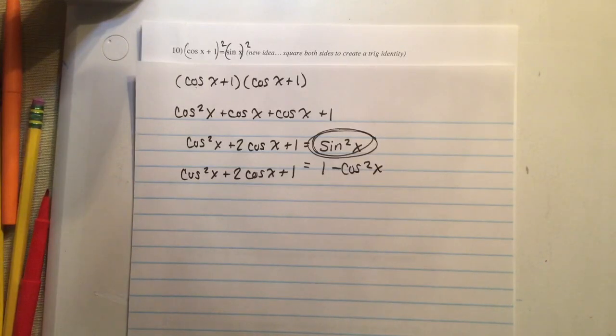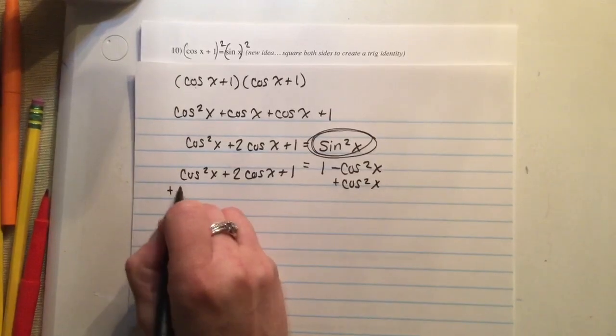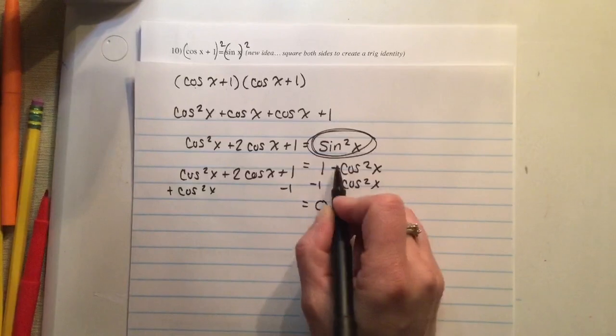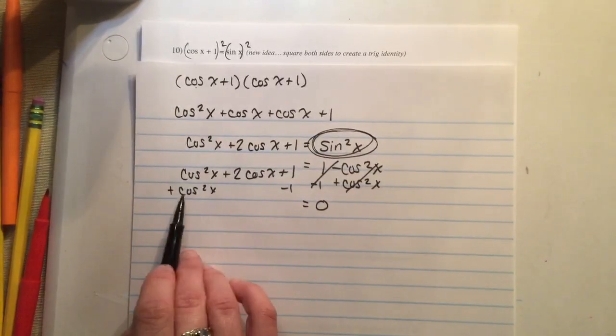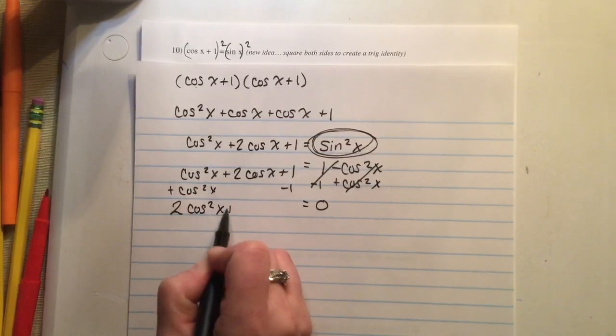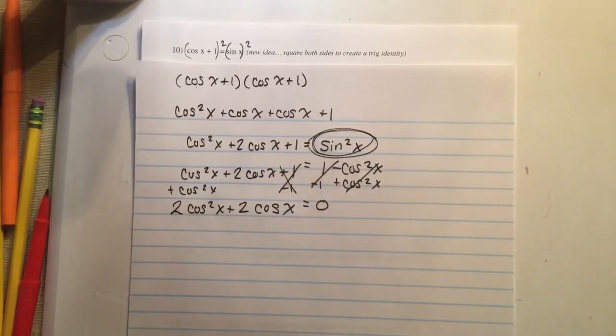Now what I need to do is set this thing equal to 0. So I need to add cosine squared of x to each side. I'm going to minus the 1 on this side, so that way this all cancels, and this side is a 0. Cosine squared of x plus cosine squared of x, I have 2 cosine squared of x, plus I have 2 cosine of x. Positive 1, negative 1 cancels.